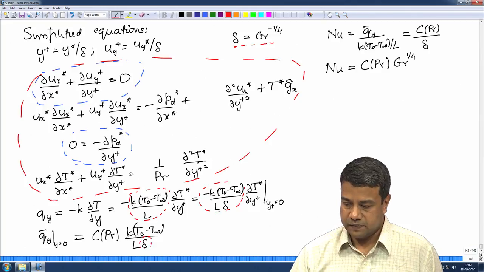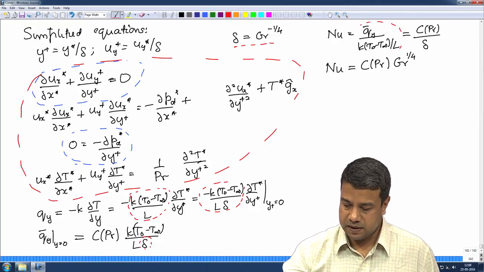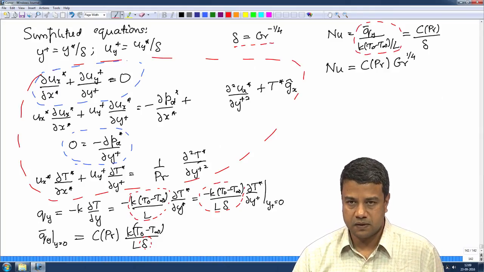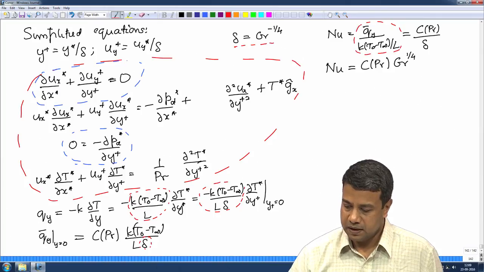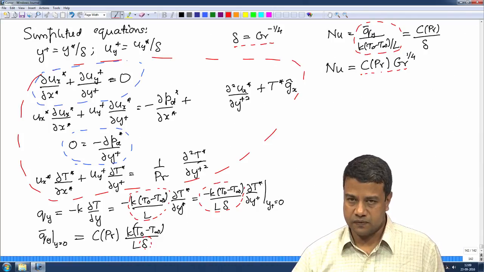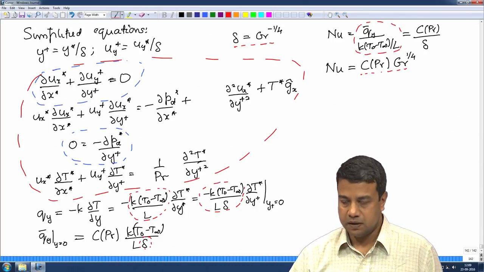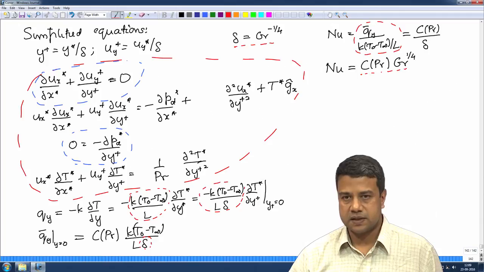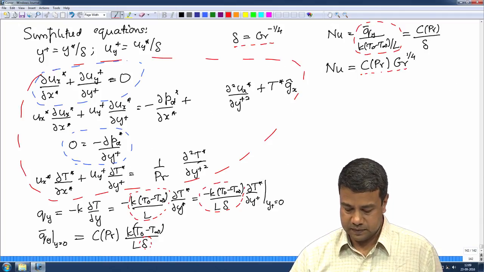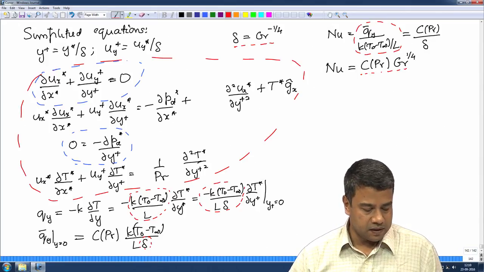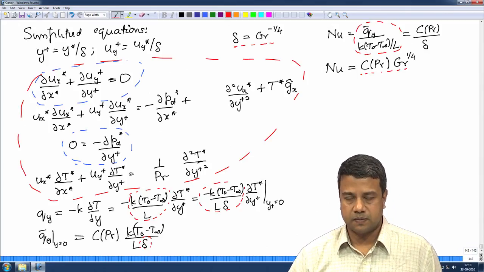So, if I define the Nusselt number as the average flux divided by k (T naught minus T infinity) by L, it just becomes equal to some constant which depends on the Prandtl number times the Grashof number to the 1/4 power. We do not yet know what that constant is. It turns out we have to solve these equations in order to determine it. However, we can get some more insight by considering the limits of high Prandtl number and low Prandtl number.